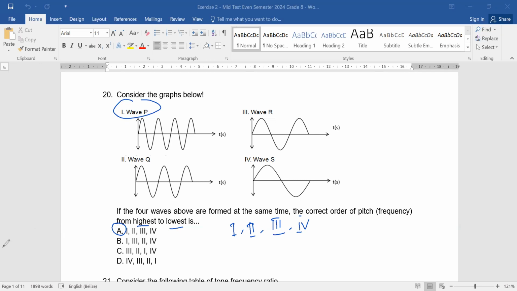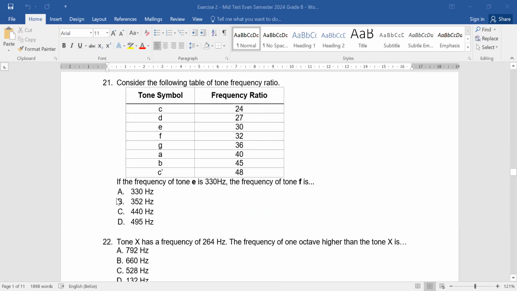Okay, the next one, question number 21. You are given a tone here. I think we will do it together. Okay, question number 21 and 22. So you are given the frequency ratio of the tones, and it says that the frequency of tone E is 330 hertz. And then you need to find out the frequency of tone F, all right? So in order to count it, we just need to use the frequency ratio of F over the frequency ratio of E, which is going to equal, F is here, so this is 32, over the E ratio which is 30, right?